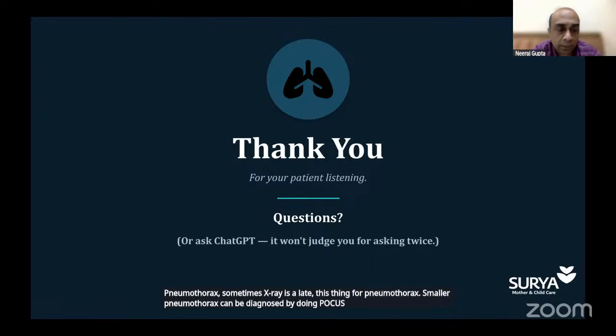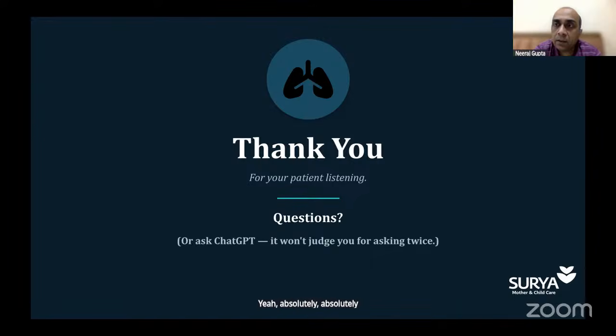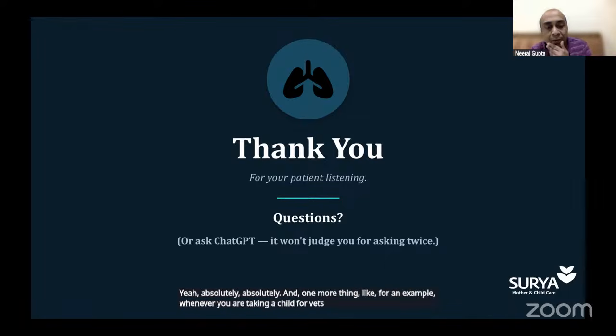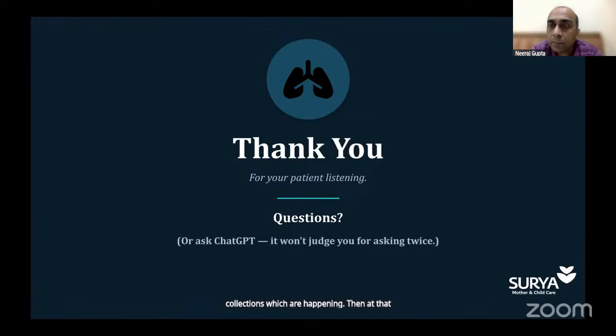Yeah, absolutely. And one more thing, for example, whenever you are taking a child for VATS, at that time you need to really see some honeycombing in the pleural space, whether multiseptate collections are happening. Then at that time you can probably point that out.